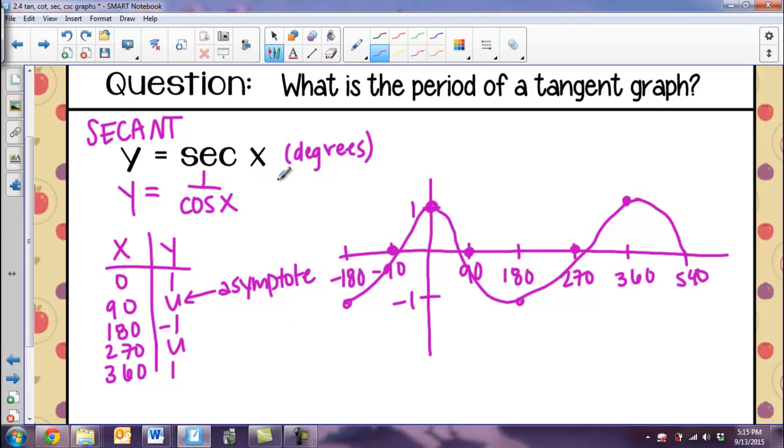But remember, this is taking the reciprocal of it. So anywhere you see on your graph a 0 for cosine, that's where an asymptote is going to be. So wherever I have a 0, I'm going to draw in some vertical asymptotes.